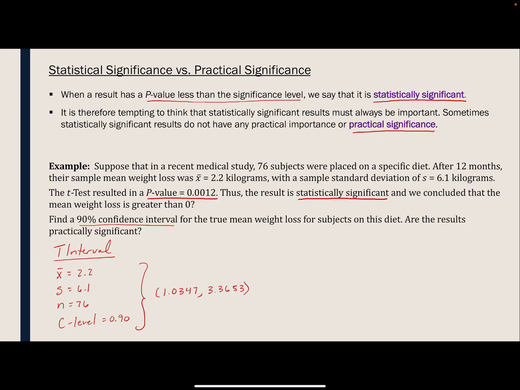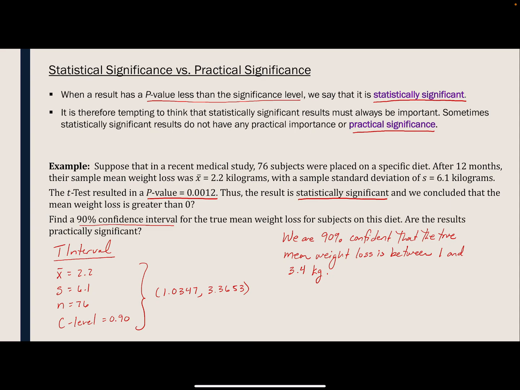And so this is saying that we are 90% confident that the true mean weight loss is between, I'm just going to leave it as 1, and 3.4 kilograms.